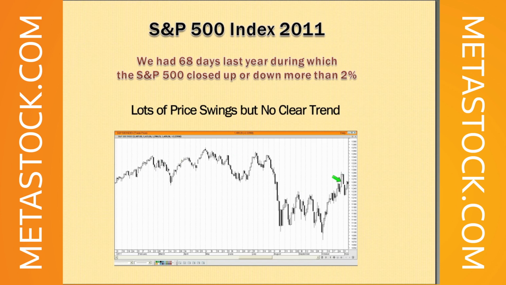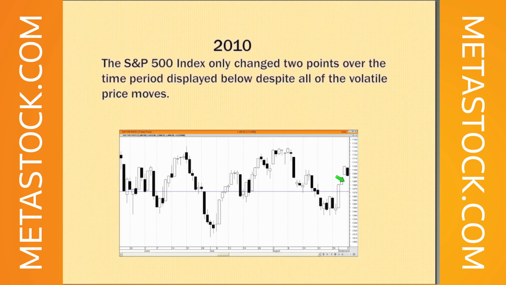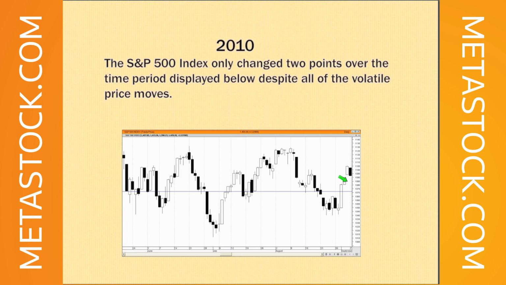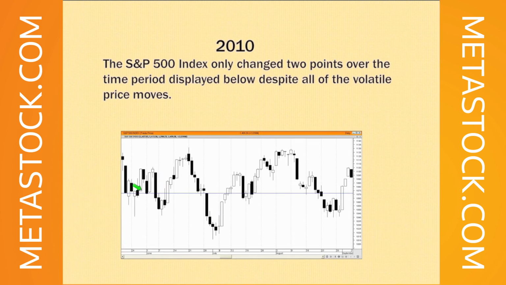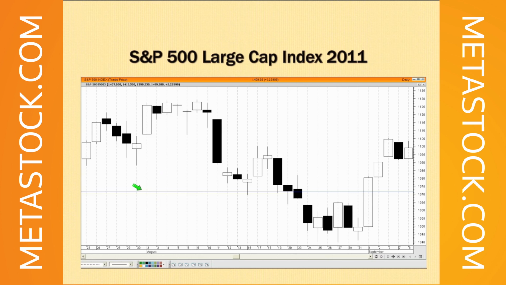So despite all these volatile price moves, the index was unchanged, and this has become the new norm, where we get a lot of price volatility, but very little trend over the course of months or even years. Here's a price chart for 2010, same type of market where we have a lot of price volatility, and the index is virtually unchanged. Another snapshot in 2011, and again a lot of price volatility and index virtually unchanged.